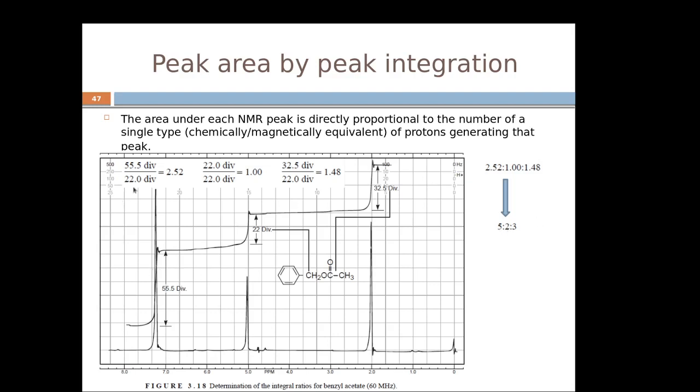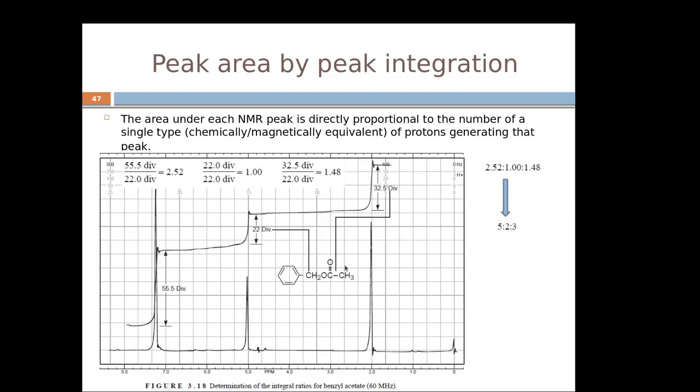So this peak, 2.52, is actually due to 5 protons, which are part of the phenyl ring here. Then the value of 1, associated with this peak, gives 2. So this peak is due to 2 protons, which are from the CH2 functional group here. Then the value of 1.48, which is related to this peak, gives 3, which are the 3 protons due to the methyl group here.